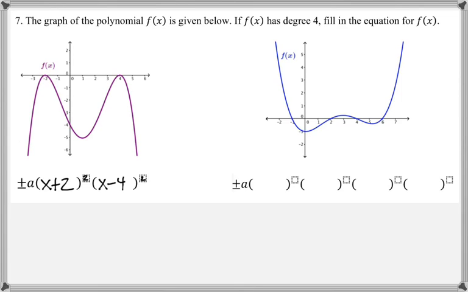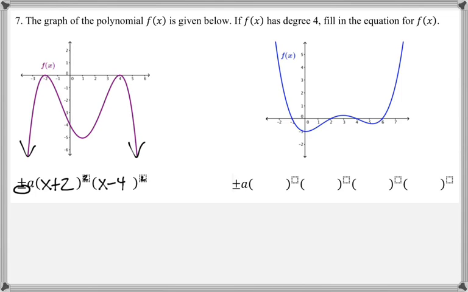Now, because it's going down as you go to the left and going down as you go to the right, this would have to be the negative case here. You would have to have a negative coefficient out in front. And I don't know what that's going to be. We're calling it a, but I know it has to be negative.